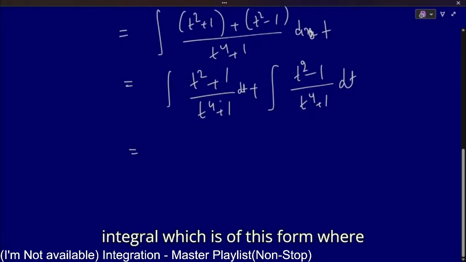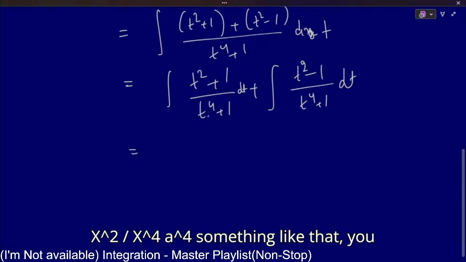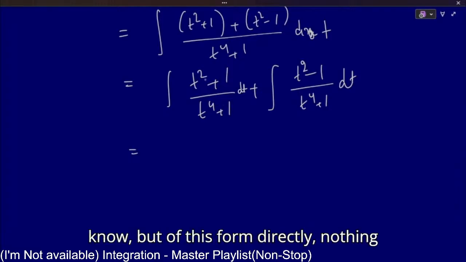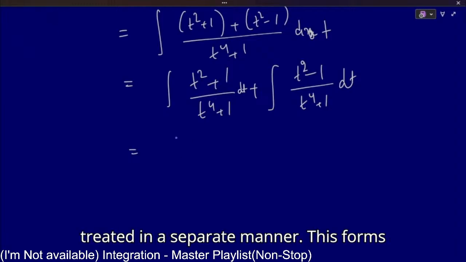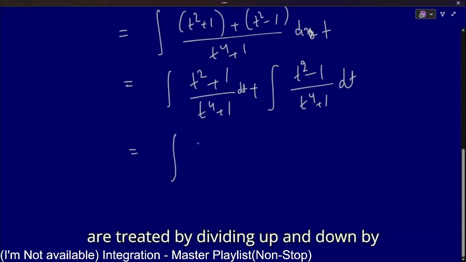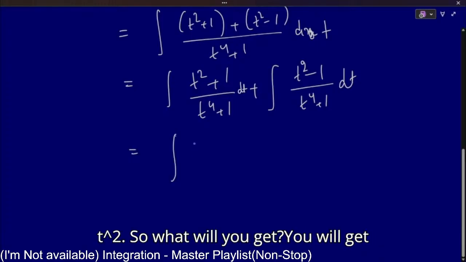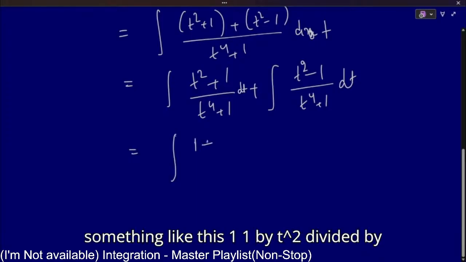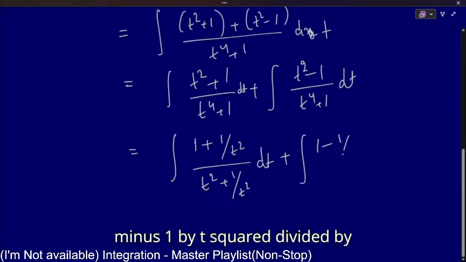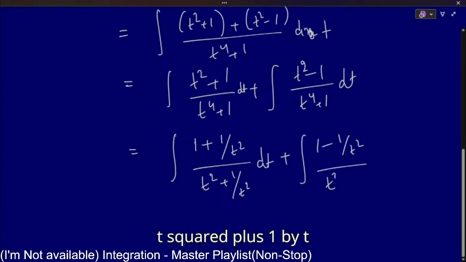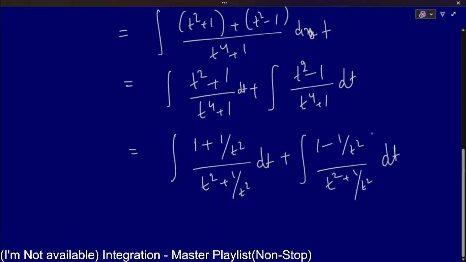If you see an integral of this form, where x squared plus a squared is divided by x to the power 4 plus a to the power 4, something like that, but of this form directly, nothing should be changed. These kinds of forms are treated in a separate manner. These forms are treated by dividing up and down by t squared. So what will you get? You will get something like this: 1 plus 1 by t squared divided by t squared plus 1 upon t squared dt. And then the next term you should get 1 minus 1 by t squared divided by t squared plus 1 by t squared dt.